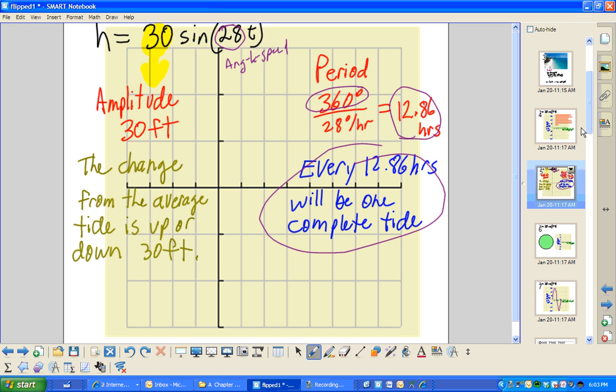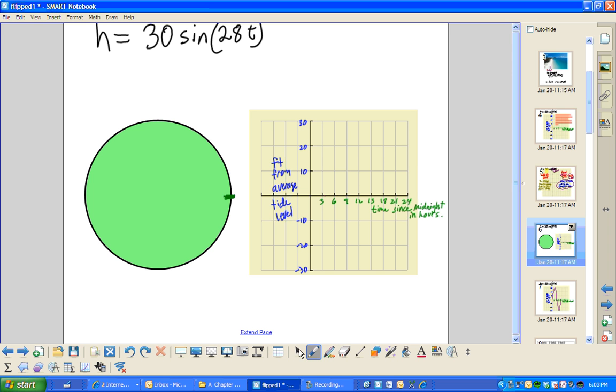All right, so use that information to plot our graph. We're going to actually do the graphing calculator in a second, but use this to plot our graph. I'm going to put the circle right next to our graph and walk through this. I'll do a couple points and then you can do the rest. We said that 12.86 hours is the period. We're going to need that number quite a bit.